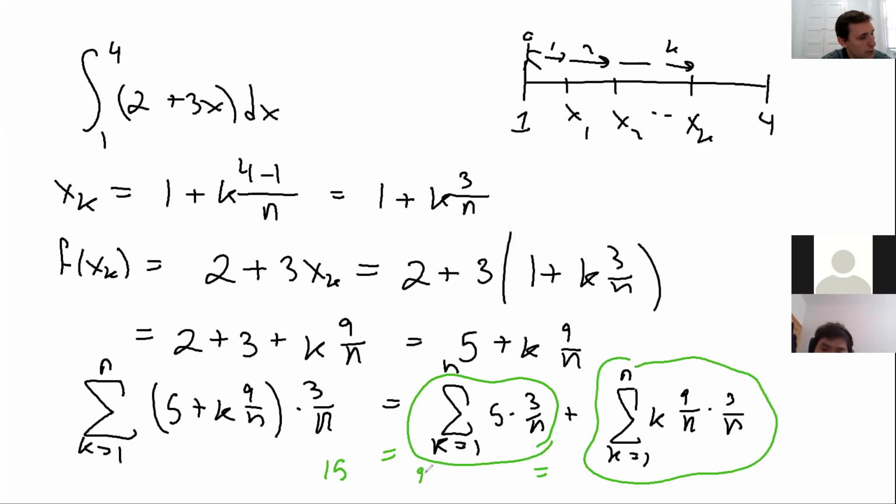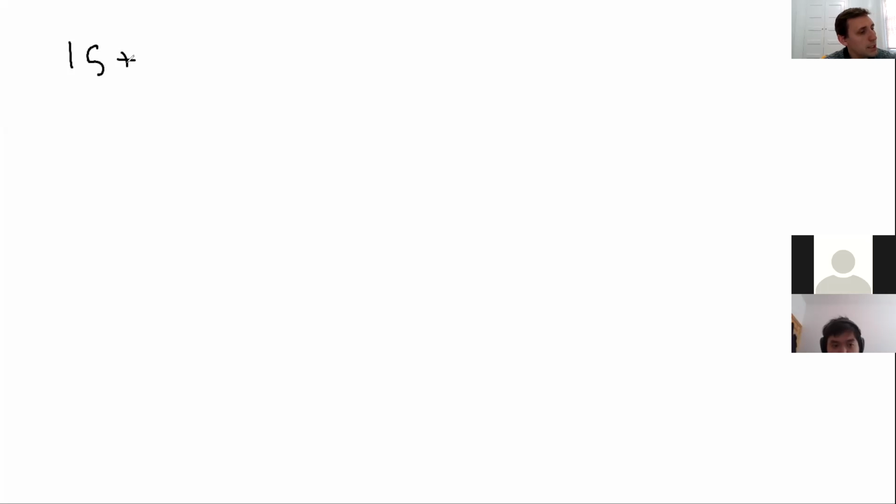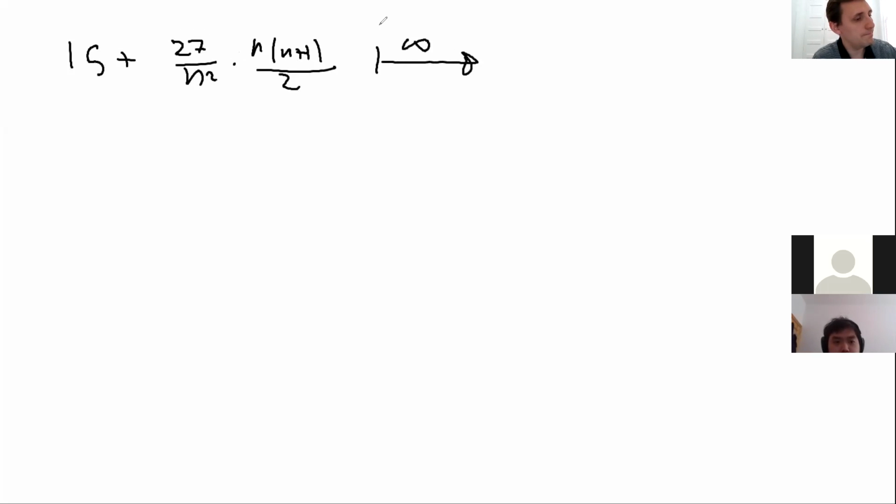This adds up to n times 9 times 3 over n squared times n plus 1 divided by 2. Yes? So what do we have? We have 15 plus 27 over n squared times n plus 1 divided by 2. And in the limit, as n goes to infinity, this becomes 15 plus 27 divided by 2. If we didn't make any mistakes, that's the answer.